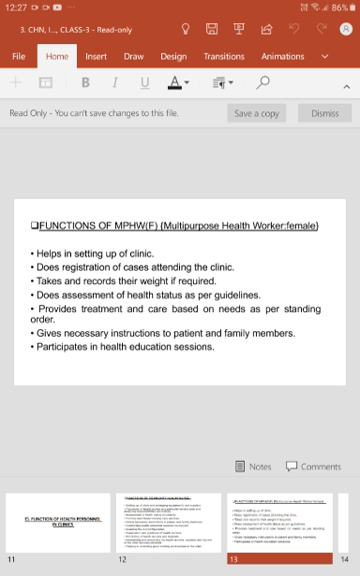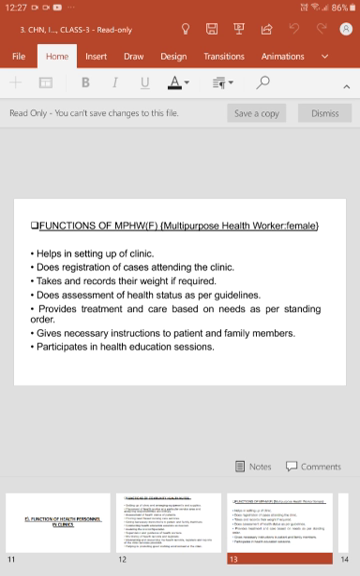They will be registering all the cases, attending the clinics, and they will take records of the weight if required, and they will go for the assessment of health status as per the guidance. So the baseline assessments are done by these female multi-purpose health workers. They provide treatment and care based on the needs as per the standing order.